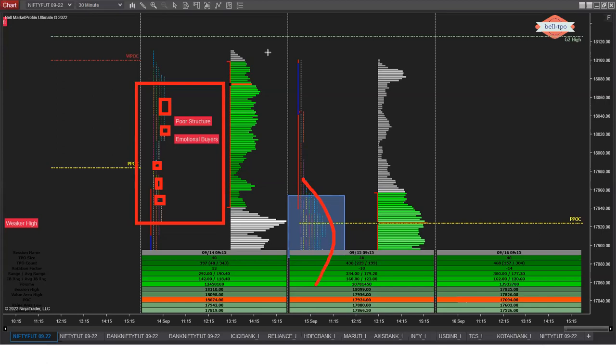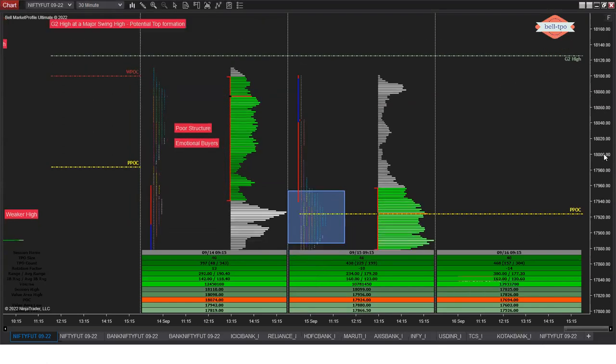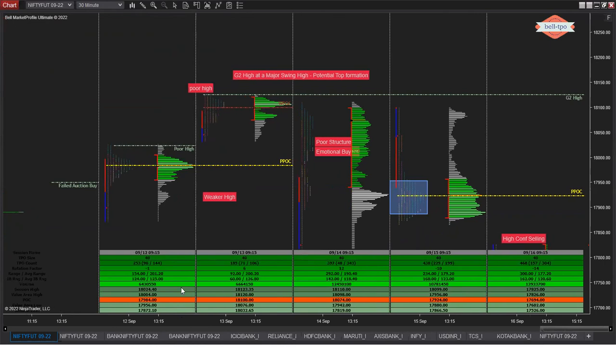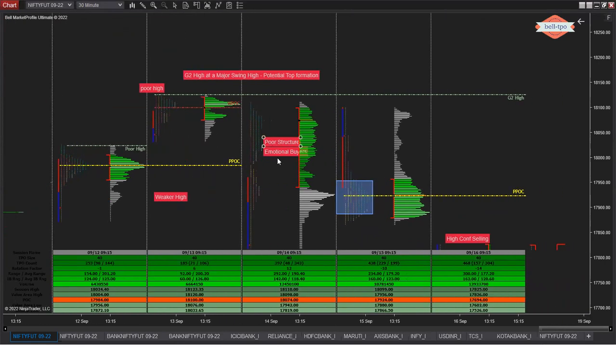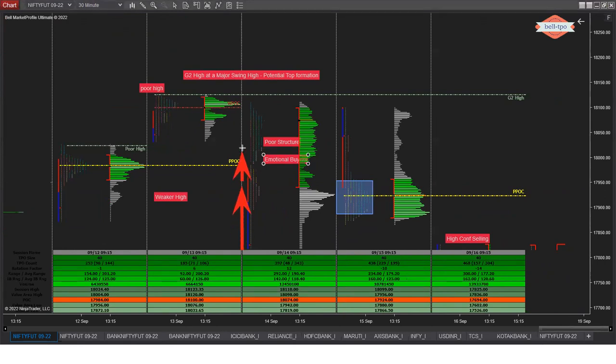If you see a well-distributed profile, it will look something like this. You see this? It's a well-distributed profile, a kind of bell curve shape. Here also, almost a well-distributed structure. Maybe it might have a little bit of holes, but not much. But on this day, I'm having almost 4 to 5 gaps in between the structure. So that's what we call a poor structure. Those are the places where emotional buyers are getting into the markets.